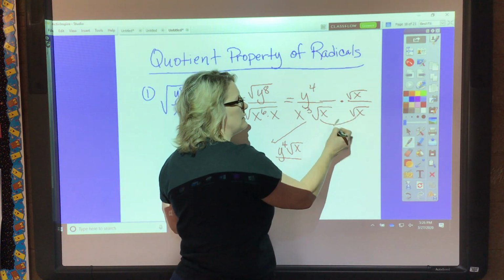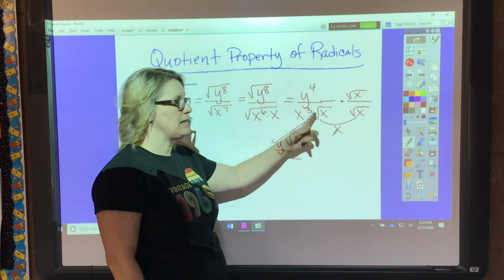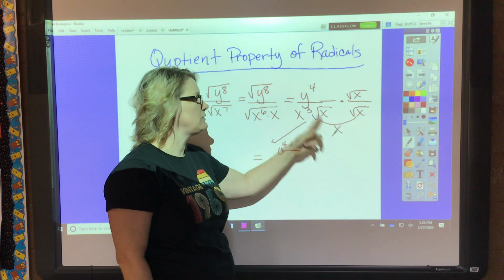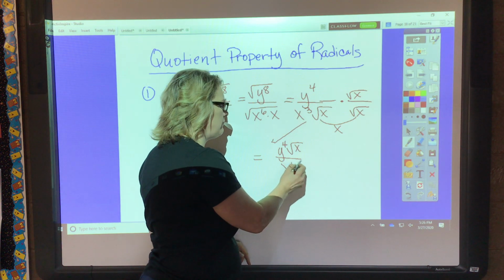Out of here is going to pop an x. Because x squared times x makes x come out, so you really have x cubed and an x. So I really have x to the 4th.